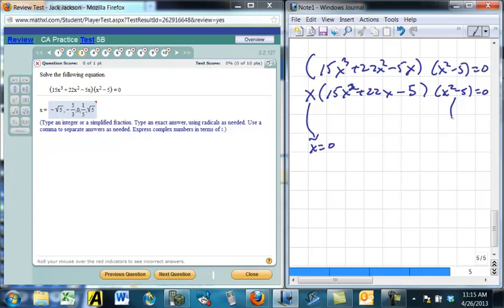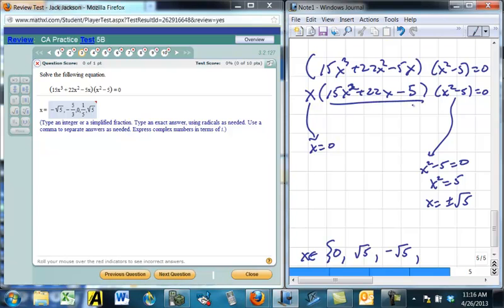Another two answers I get from x squared minus 5 equals 0. That says x squared equals 5, x equals plus or minus the square root of 5. So here are my x's. I've got 0, I've got square root of 5, I've got negative square root of 5, and there's two more coming from this. So I want 15x squared plus 22x minus 5 equal to 0.